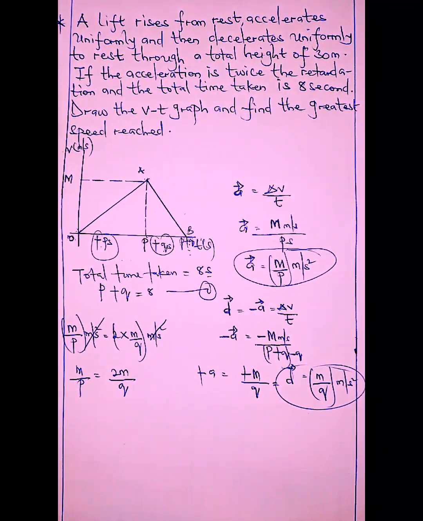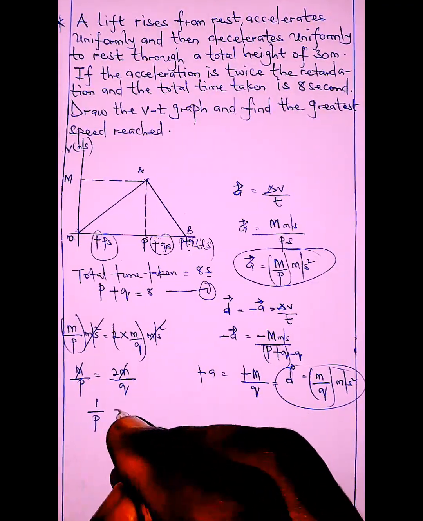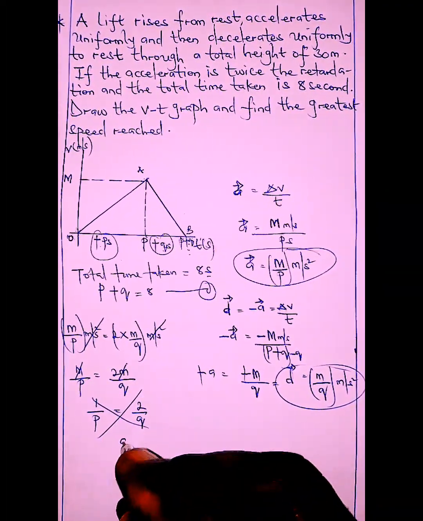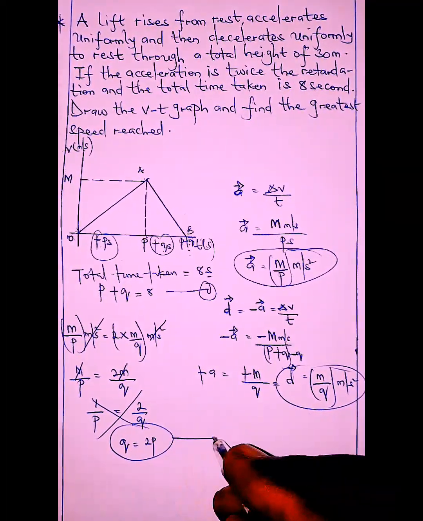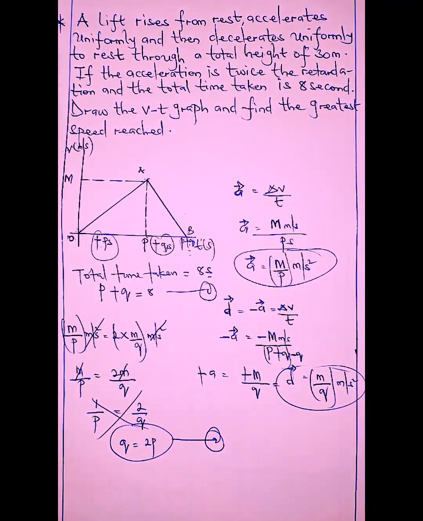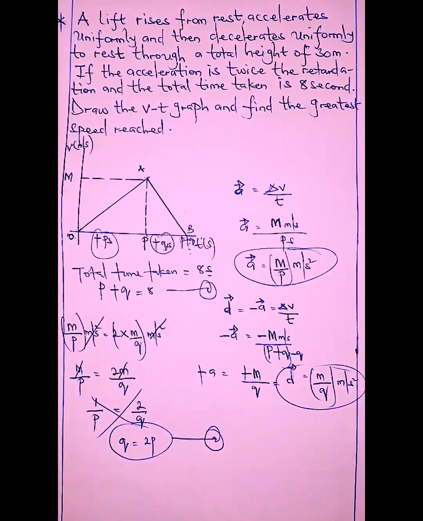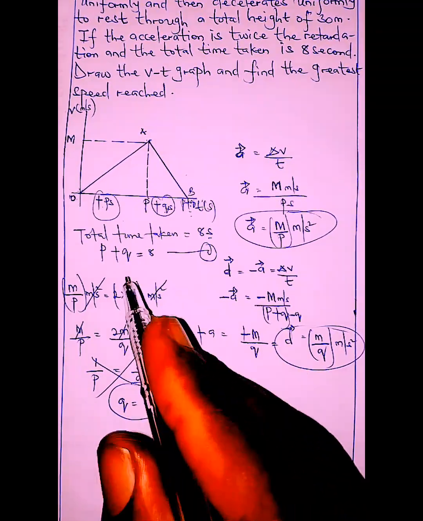So what else can we do here? We can take out m. So you have 1 over p equals 2 over q. If we cross multiply, it means q is equal to 2p. That's what that means. So we can call this equation 2. So if q is equal to 2p, we can fix it into equation 1 to get what we are looking for.